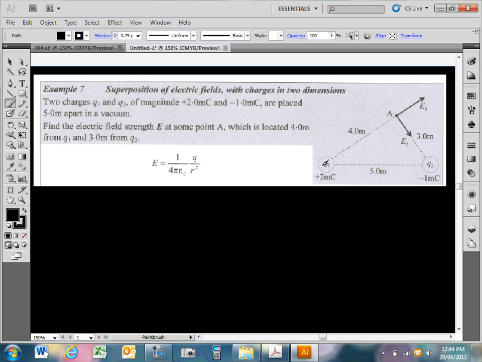We've got a charge here, Q1, 2 millicoulombs. We've got a charge here, Q2, 1 millicoulomb. Milli is 10 to the minus 3. And we have some point A in the same plane as those two charges, but this is a two-dimensional problem. How do we solve this problem using the principle of superposition?